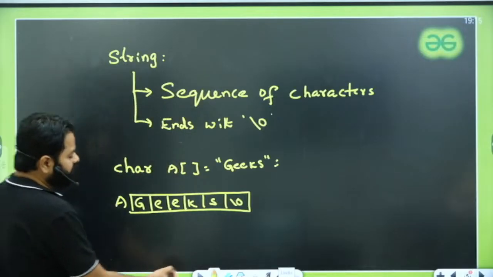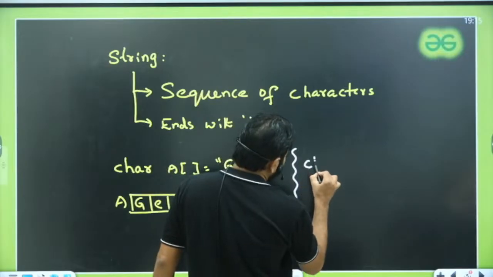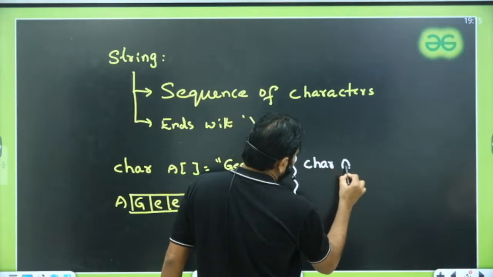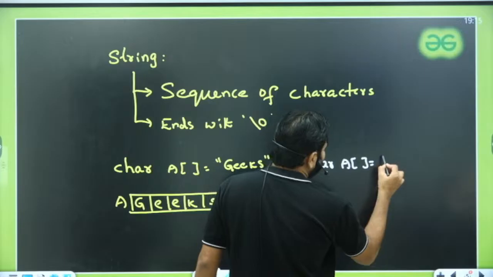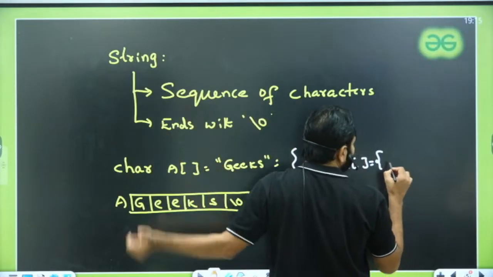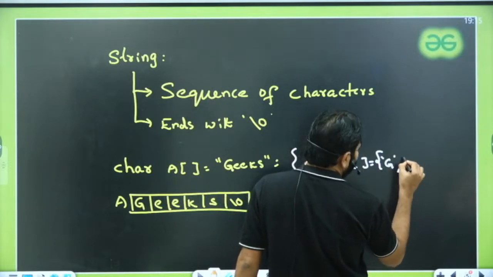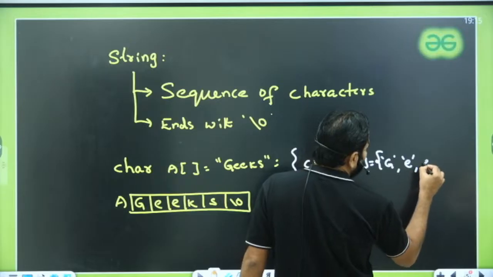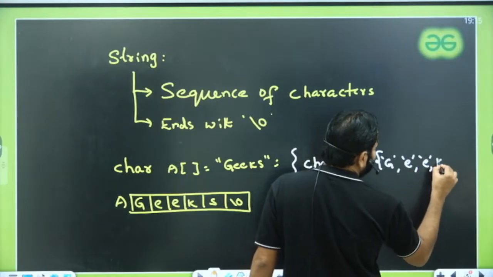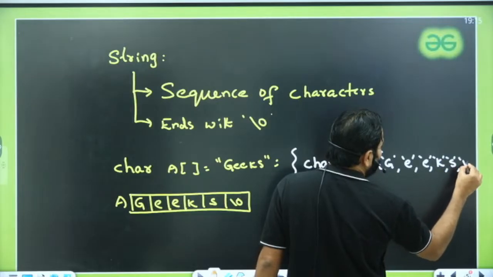Rather than doing this, you can also do another way. The same thing, the char A is a character array, right? So here, how many characters are there? 1, 2, 3, 4, 5, and 6 is the additional null character. So G is the character, and then E is the character, and E is the character, K, S, and then there is a special null character.